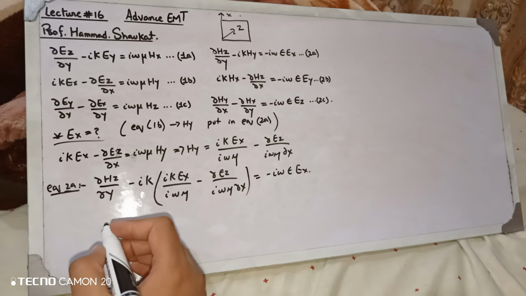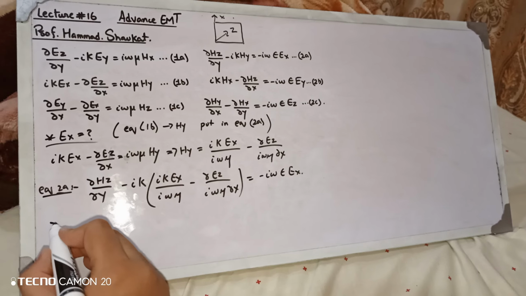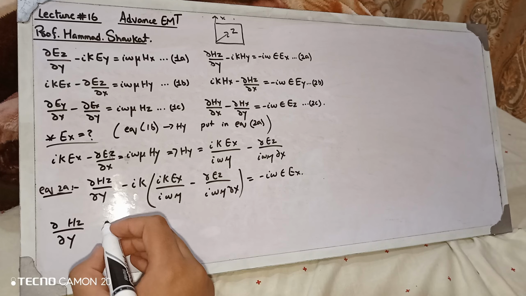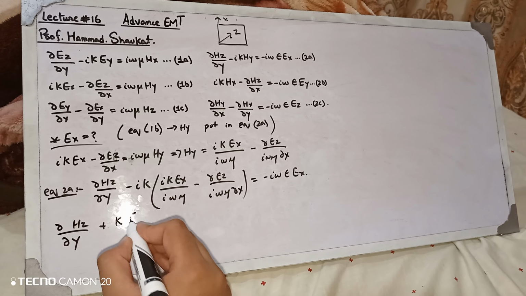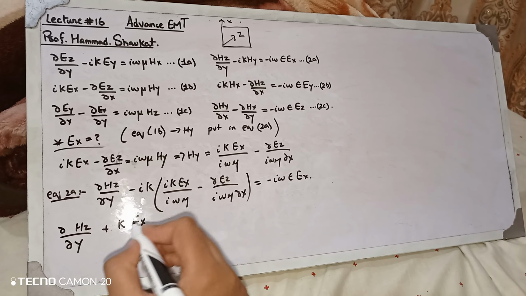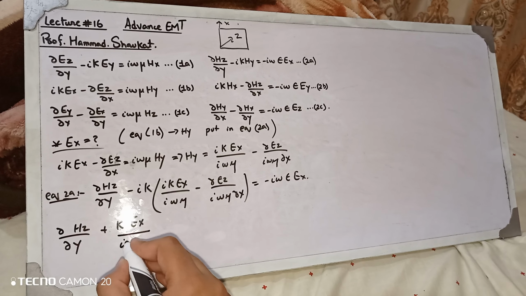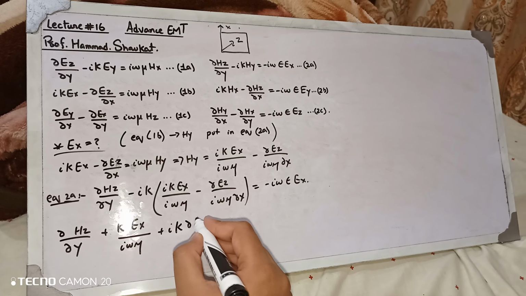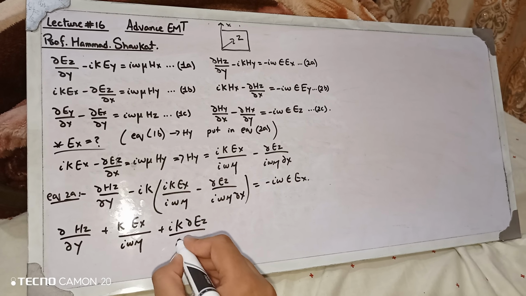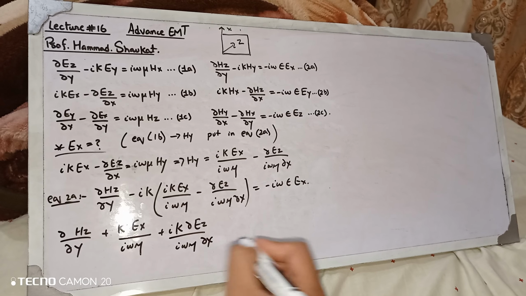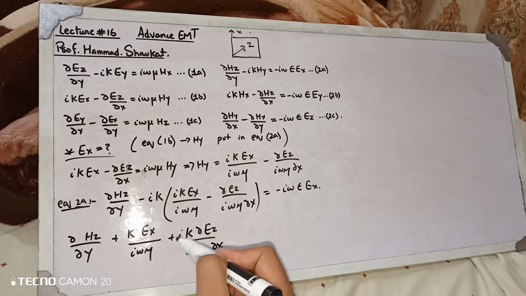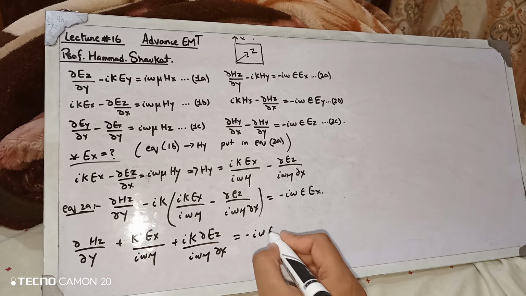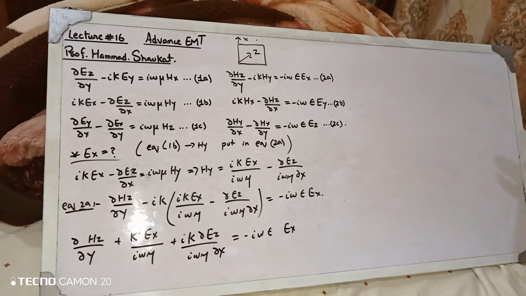So just multiply these. We will get partial Hz divided by partial y plus k square Ex, because iota square is minus 1 and minus minus is plus 1, divided by iota omega mu, plus iota k partial Ez divided by iota omega mu partial x, because minus minus is plus, and this multiplied by this, and so becomes equals to minus iota omega epsilon Ex.